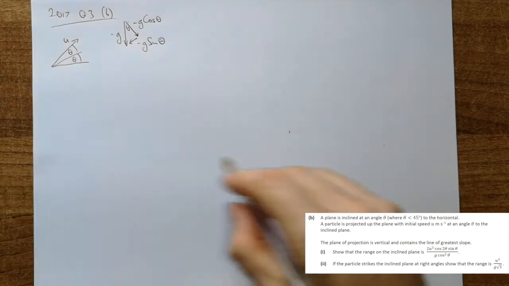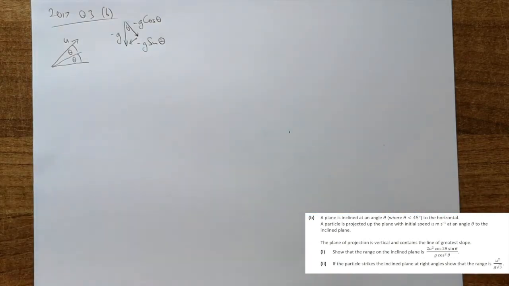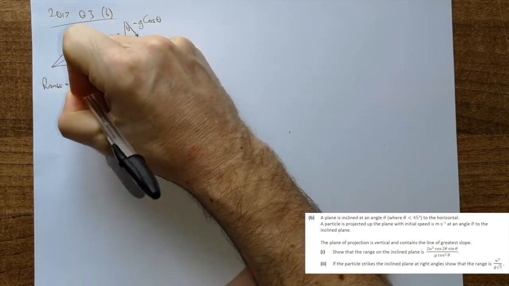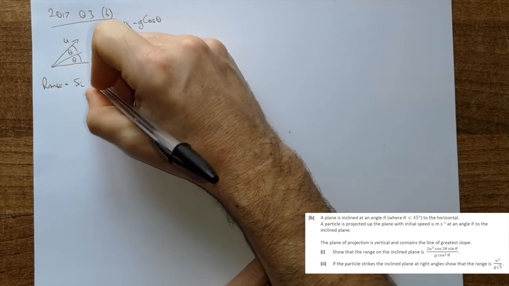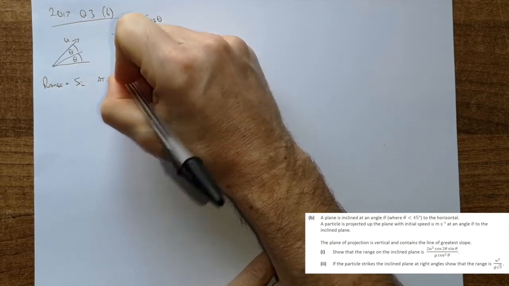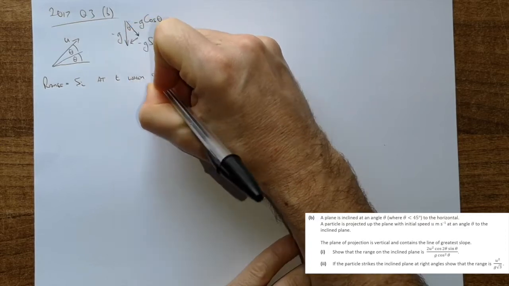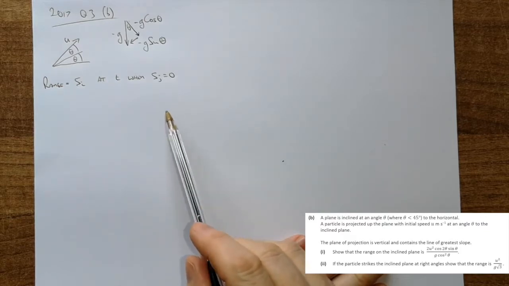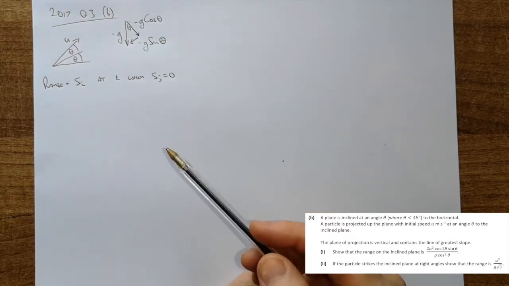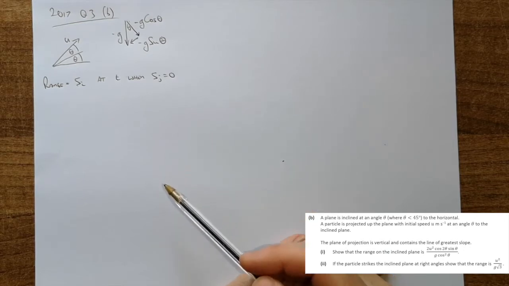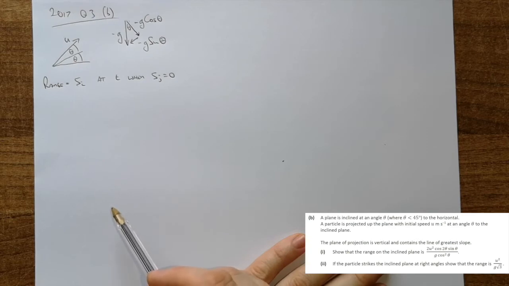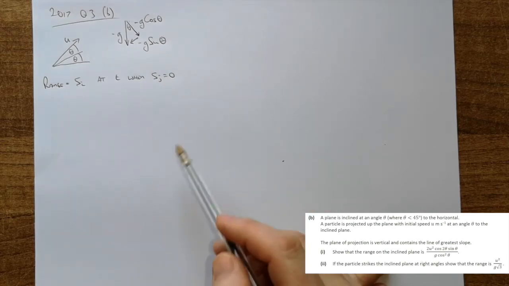We can ignore our line. The plane of projection is vertical and contains a line of greatest slope, which just makes sure that the whole thing makes sense mathematically. So, show the range. The range is the distance in the i direction at the time t when the distance in the j direction equals 0. That's our little clue to figure out the range. The nice thing is we know what we're going for. At a glance there's something slightly weird in the answer we're trying to get to: it's a cos 2 theta.